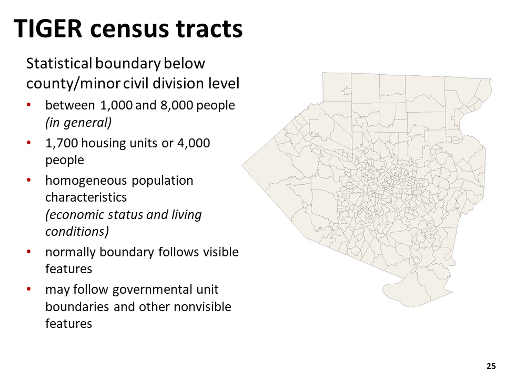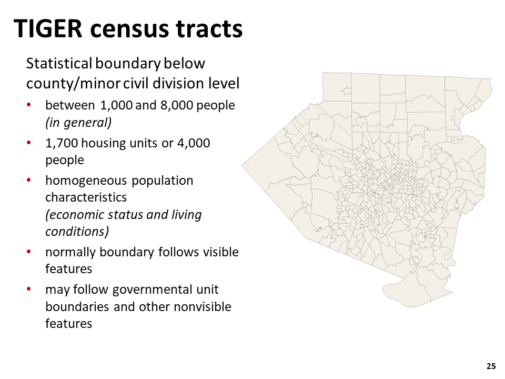So here we're looking at the TIGER census tracts. The statistical boundaries below are the county, minor civil division levels. Generally between 1,000 and 8,000 people is what we're looking at. That's typically about 1,700 houses and units, or about 4,000 people. And these groups, these tracts, should be homogeneous in terms of their population. In other words, they look for clusters of people that are of similar economic status and living conditions. They don't throw in a really rich neighborhood and a really poor neighborhood beside it and combine them together. They should try to make these groups as unique and as much like and representative of the entire population of the tract as possible.